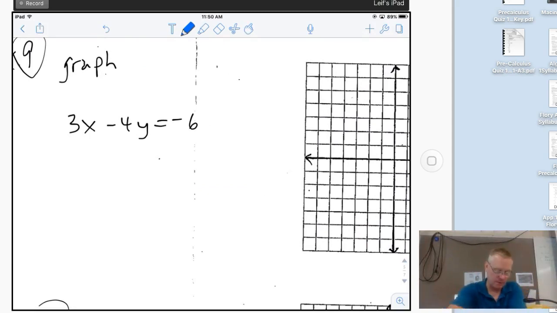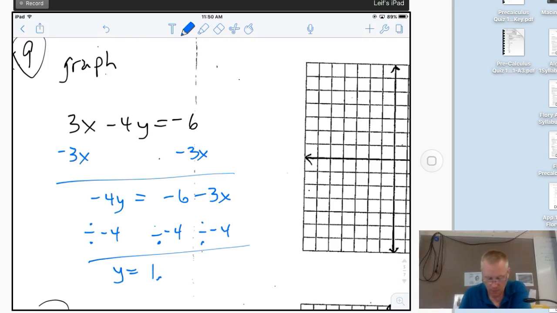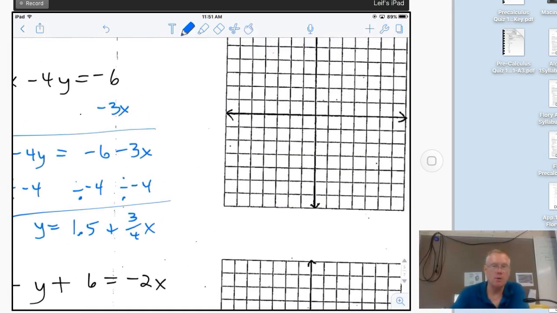So in order for me to graph this one, I'm going to switch this into y equals mx plus b. Now there's other ways to do this as well, but this is the way we're doing it today. So subtract 3x. And I get -6 minus 3x equals -4y. Next, I'm going to divide everything by -4. And I'll get y equals -6 divided by -4 is 1.5. And -3x divided by -4 is 3/4x.